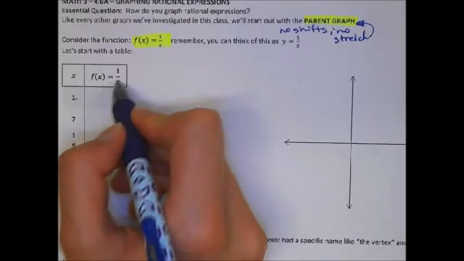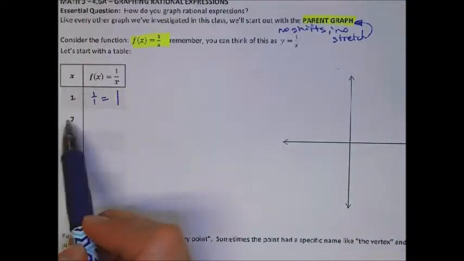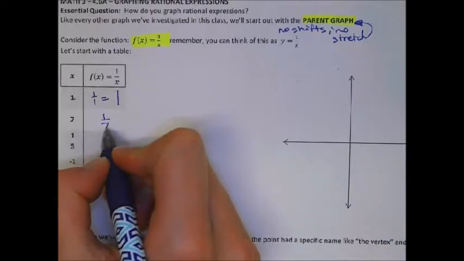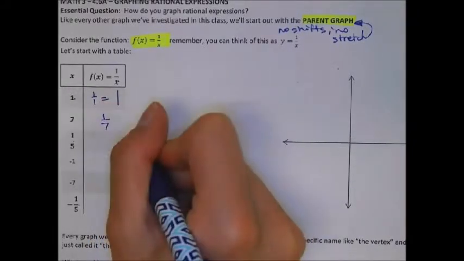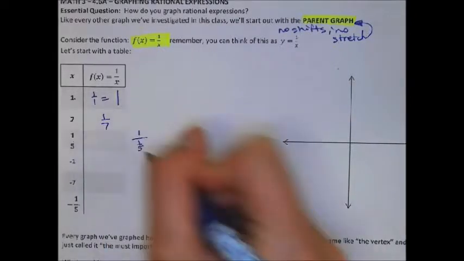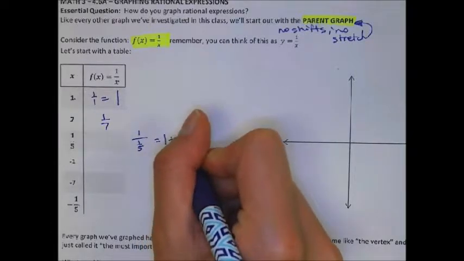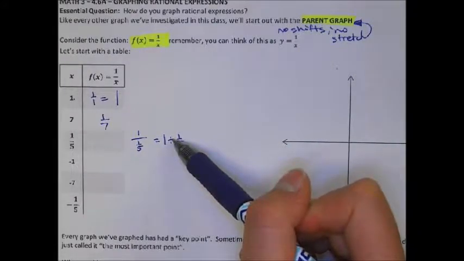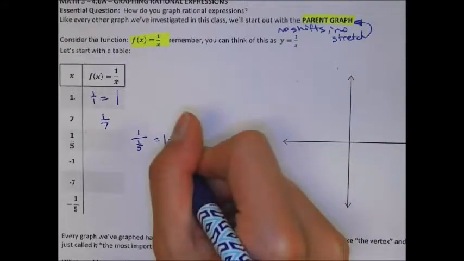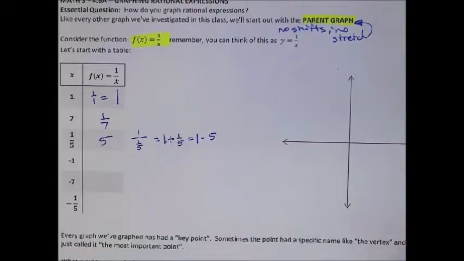If I plug in 1 here, I get 1 over 1, which equals 1. When I plug in 7, I get 1 over 7. That's not going to be that fun to graph, but we'll figure it out. If I plug in 1/5, that gives me 1 over 1/5. This is the same as 1 divided by 1/5. And when we're dividing with fractions, we keep the first, flip, change to multiplication. So here I get 5.